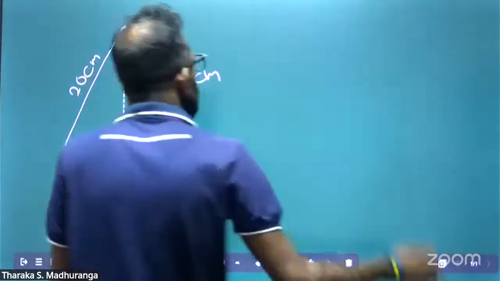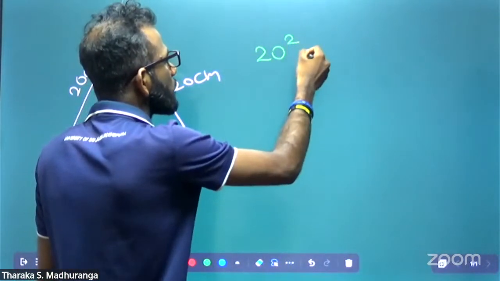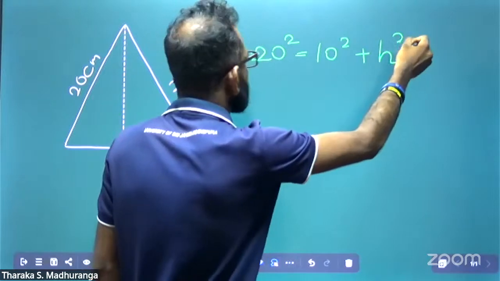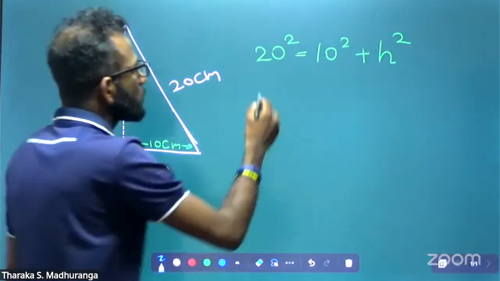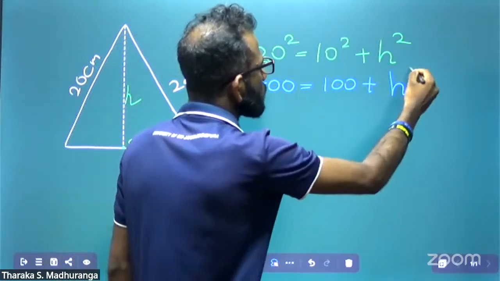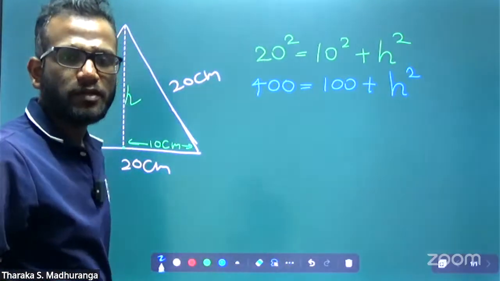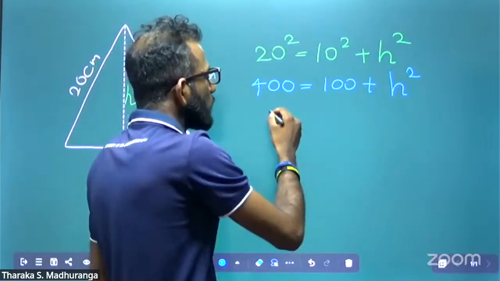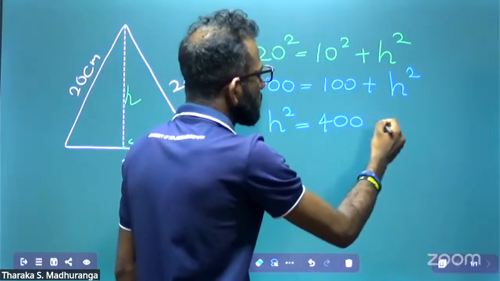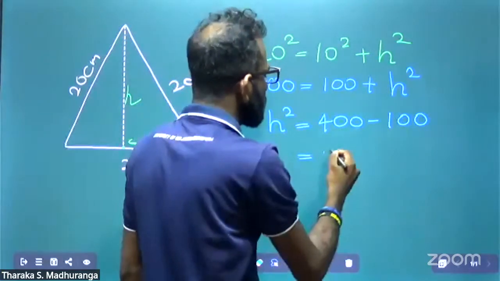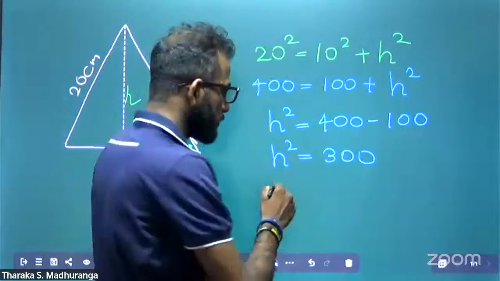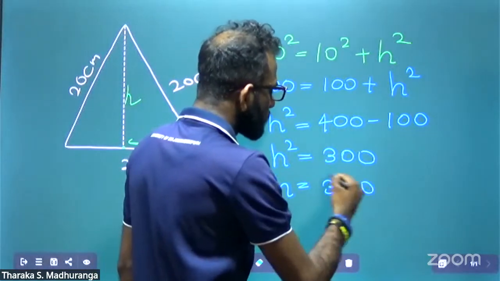What is the Pythagoras theorem? Hypotenuse squared: 20 squared equals 10 squared plus H squared, think it is H. Now 20 squared, 400, equals 100 plus H squared. To isolate H squared, move 100 to the left side. 400 minus 100, it is 300. It is H squared. But the question asks for the height H. The height equals the square root of 300.